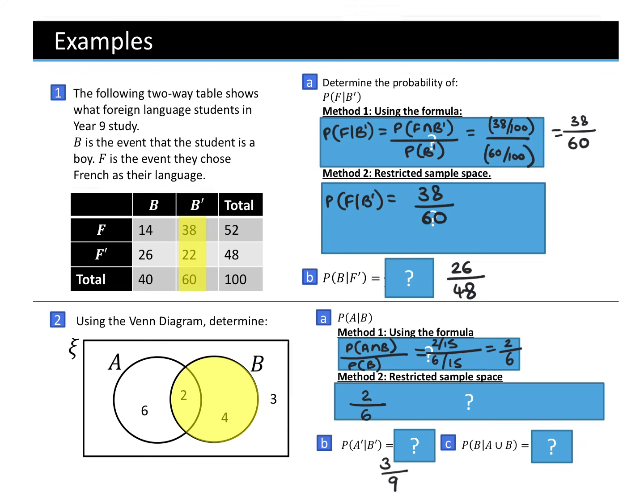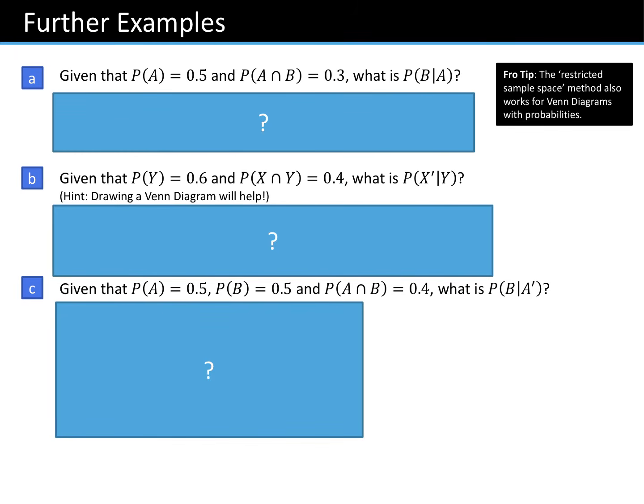Then the next one is the probability of B given A union B. Now, A union B is this circle and this circle. So 6 plus 2 plus 4, which is 12. And the probability of choosing B from this is 2 and 4, which is 6 out of 12. Now, again, if you're not happy with this, please use the formula. Right, take a second and give these a go.